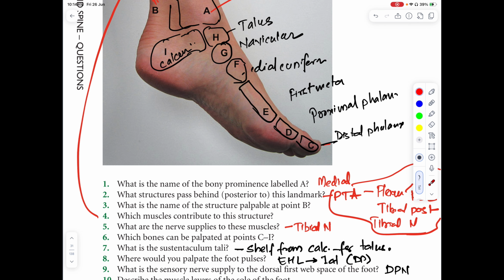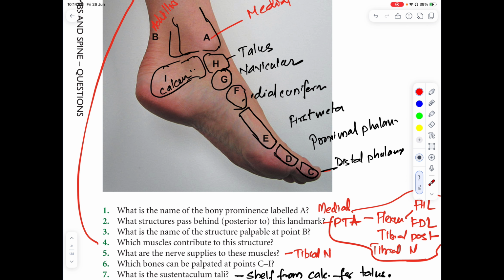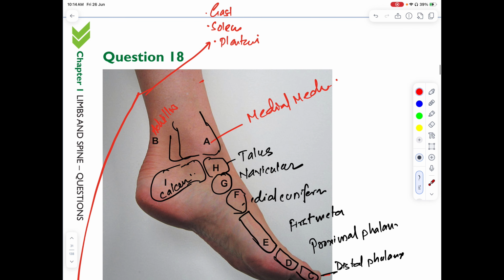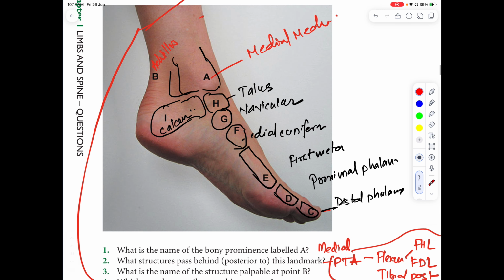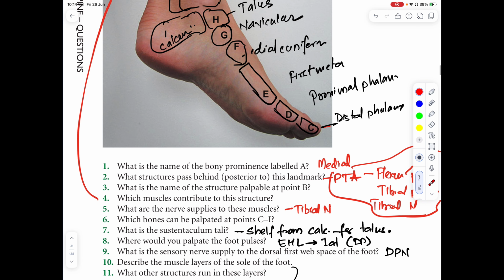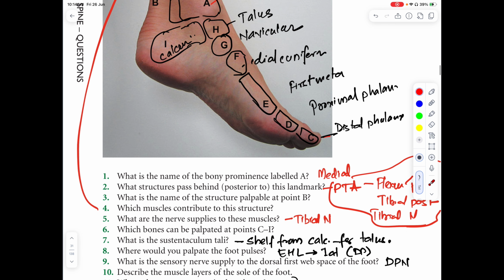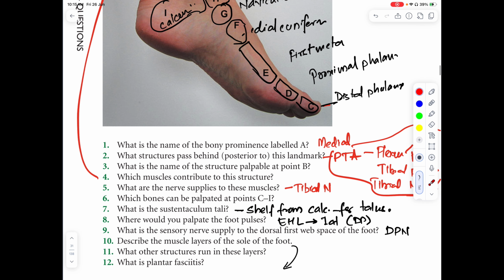Name the structure at point B: the tendo Achilles. Which muscles contribute to this structure? Gastrocnemius, soleus and plantaris. These muscles are supplied by the tibial nerve. Which bones are palpated at C? These are the bones: calcaneum, talus, and extensor hallucis longus.